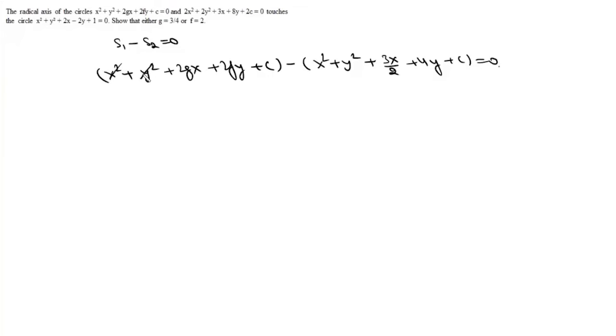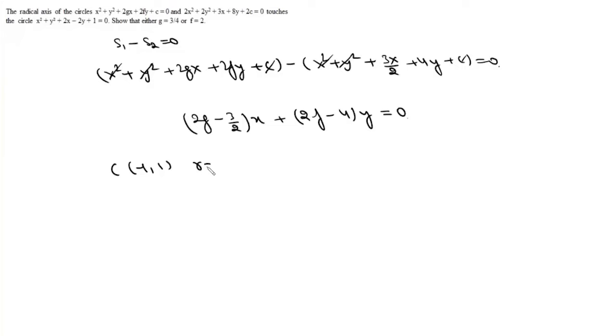Now here x² + y² and this c will cancel. So we'll get this as (2g − 3/2)x + (2f − 4)y = 0. Now the question says this line touches this circle. Now the center of this circle is at (−1, 1) and its radius is 1 unit.